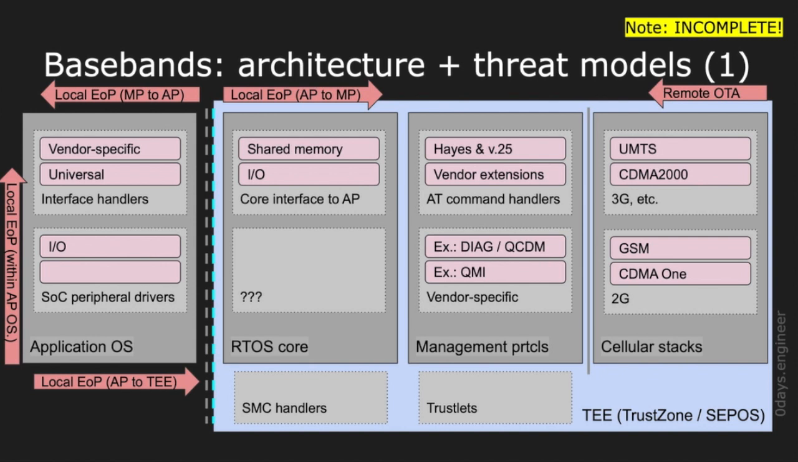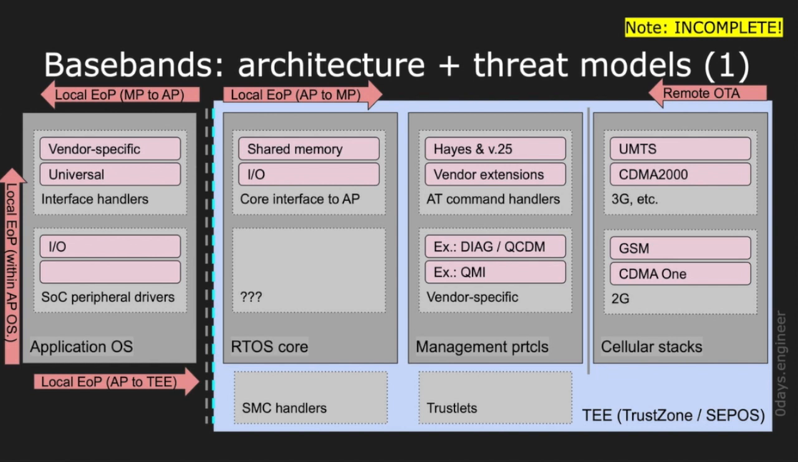Usually there are two separate processors, and each one of them runs a separate operating system. In case of the AP, it may be Android or iOS, and the baseband processor would run some sort of real-time operating system provided by the mobile vendor. An important point here is that on modern implementations, basebands are usually protected by some sort of secure execution environment, maybe TrustZone on Androids or SEPOS on Apple devices.